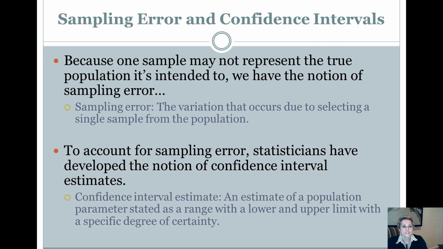Okay, this notion of sampling error. Sampling error is the variation that occurs due to selecting a single sample from a population. So the idea is because one sample may or may not represent the true population it's intended to, we have this notion of the variation that occurs due to selecting a single sample.